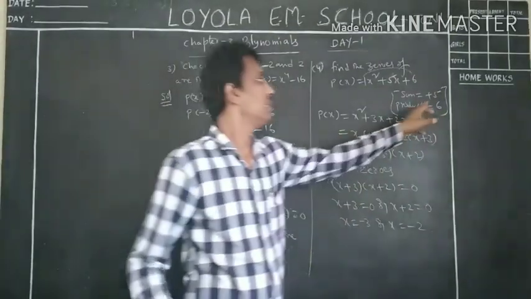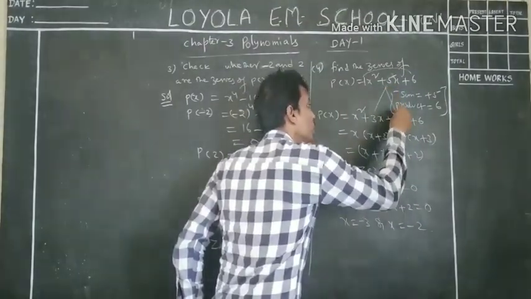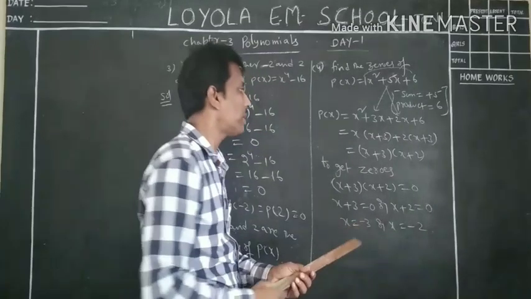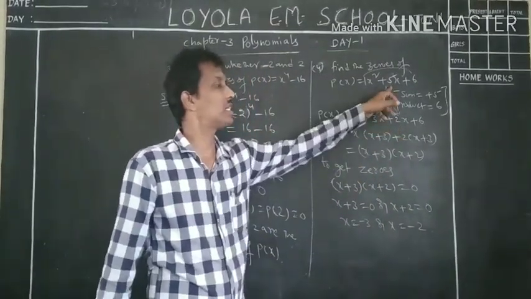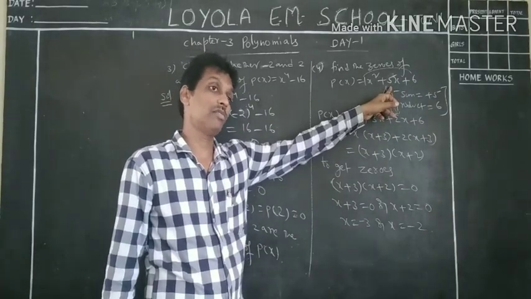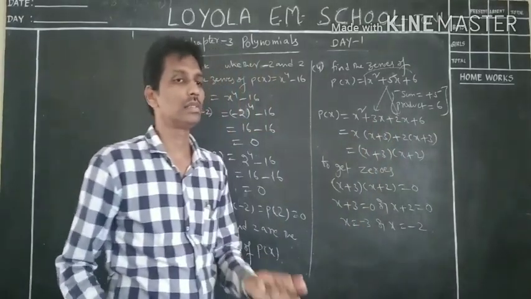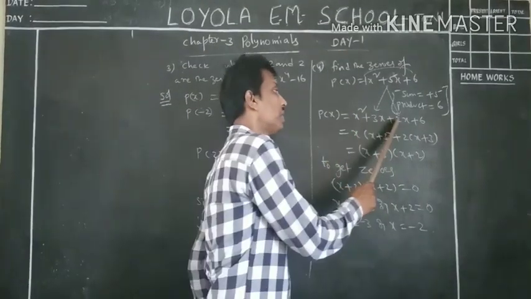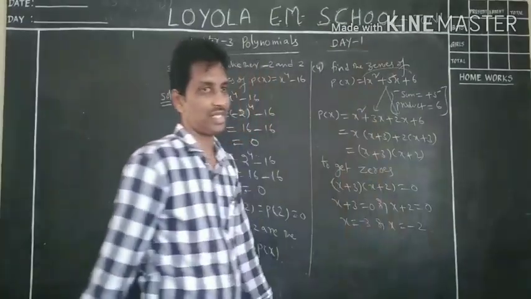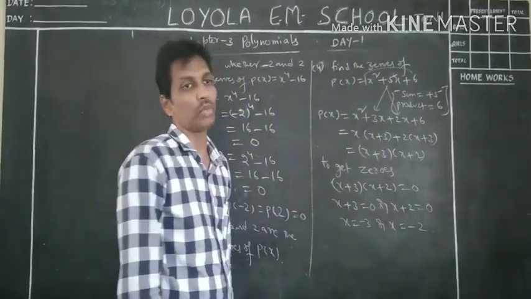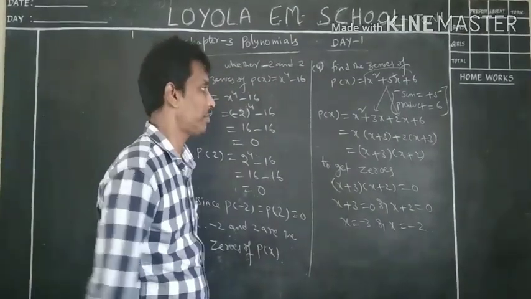So based on these two things, we need to split the middle term into two parts. How is it possible? Plus 3x and plus 2x. By adding plus 3x and plus 2x, you get the middle term plus 5x. And by multiplying these two coefficients only, not the variables, the product becomes 6. So it should satisfy both conditions. Like that only, we need to split the middle term in two parts.